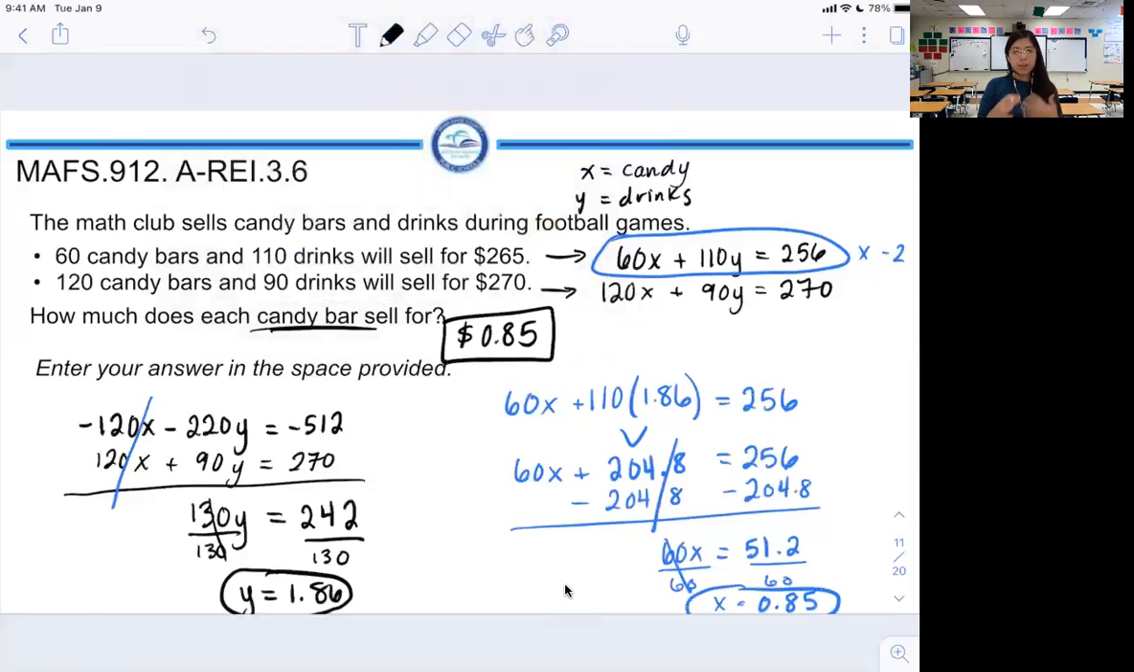All right, so that's how I did this one. If you decided to try a different way, you should still get the same answer because you could have used elimination, you could have used substitution, you could have tried to cancel out the y's instead of the x's. There were definitely a lot of different ways you could have done it, but either way, you should get 85 cents as your final answer.